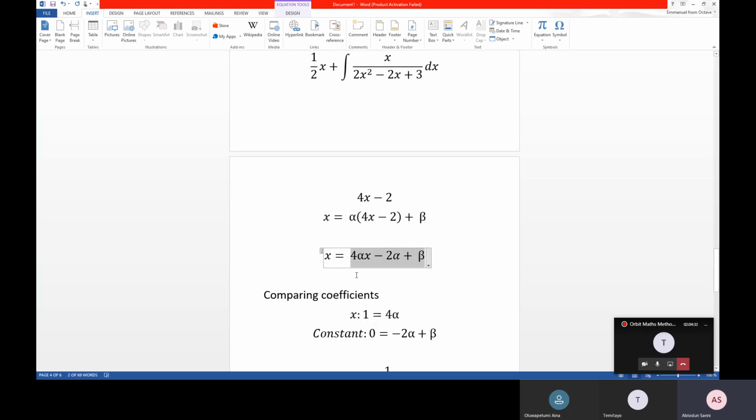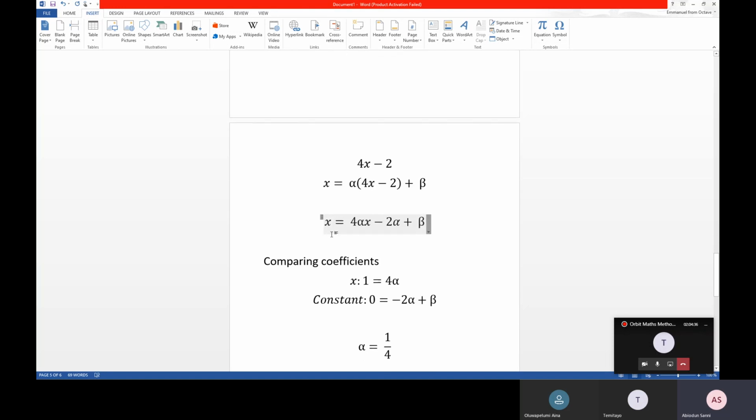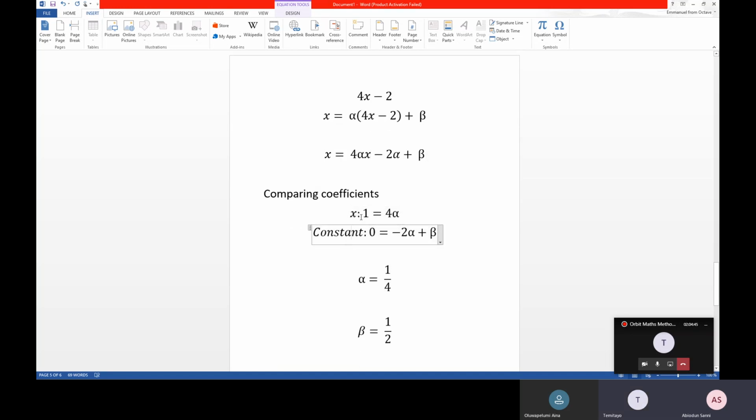Now by comparing coefficients, so comparing the coefficient of the left hand side with the right hand side. Here, the coefficient of x is 1, while the coefficient of x at the right hand side is 4 alpha. So you are saying 1 is equal to what? 4 alpha. Now comparing the constant coefficient.